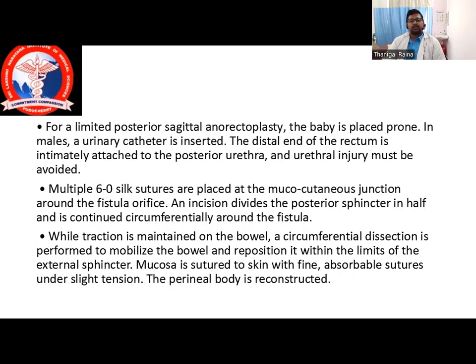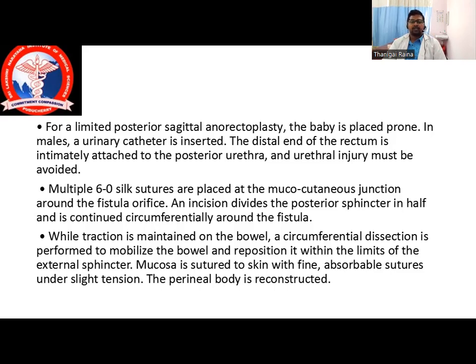For a limited posterior sagittal anorectoplasty, the baby is placed prone. In males, the urinary catheter is inserted. The distal end of the rectum is intimately attached to the posterior urethra, and urethral injury should be avoided by placing the catheter. That is why placing a catheter is very important. Multiple 6-0 silk sutures are placed at the mucocutaneous junction around the fistulous orifice. An incision divides the posterior sphincter in half and it is continued circumferentially around the fistula.